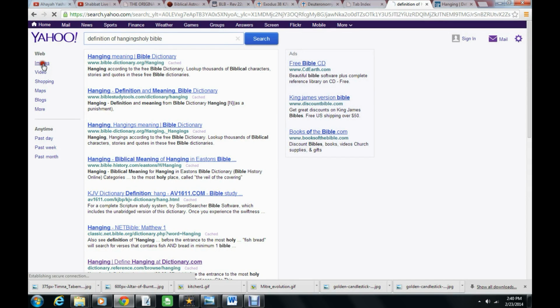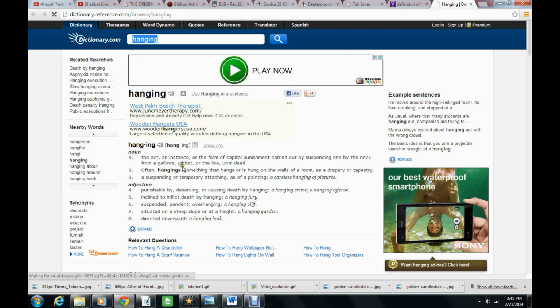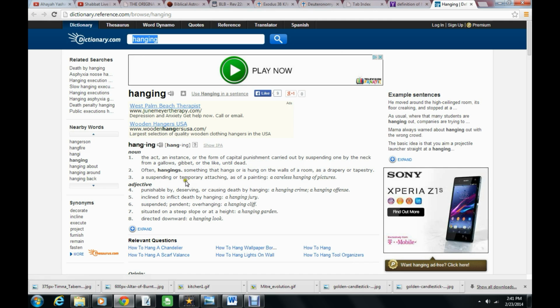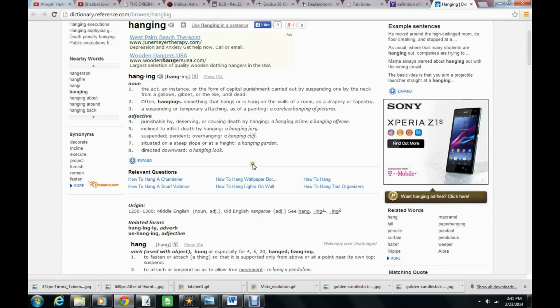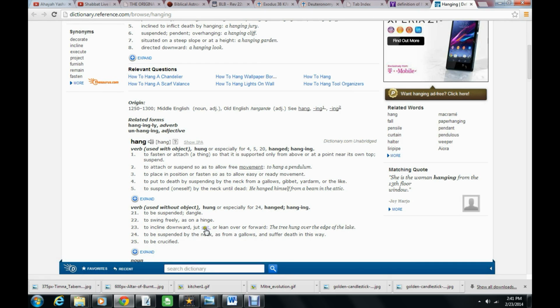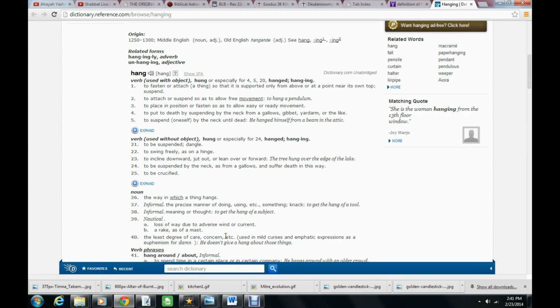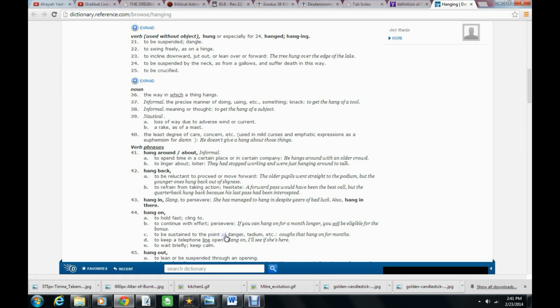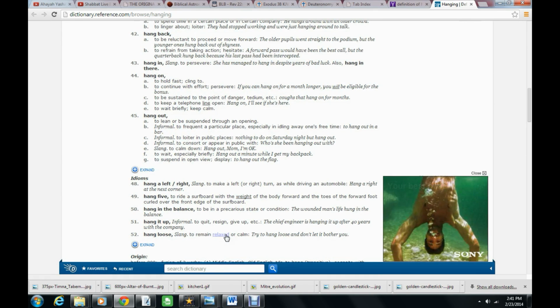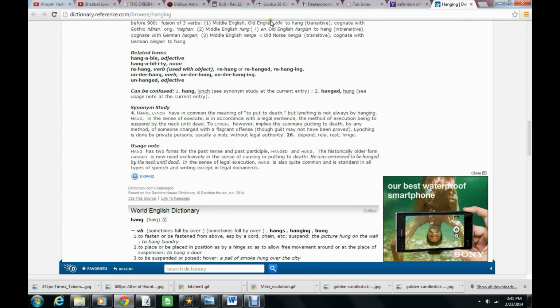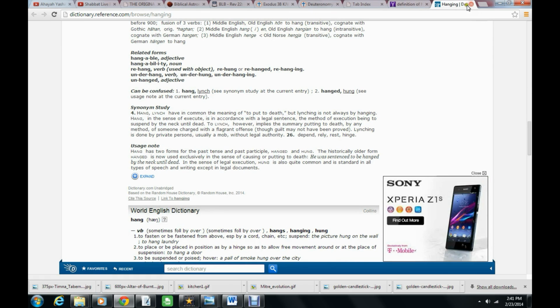Let me go ahead and see an image of it. This is what I always do. The act, an instance, or the form of capital punishment, hanging, often hangs, hunks in a room, attaching a painting. Alright, this ain't even it. To swing freely as on a hinge, to be crucified, to be suspended, dangle. Oh, so to put something up, they're trying to say to hang. Okay. The hanging would be the curtain. That's what they called it during that time.